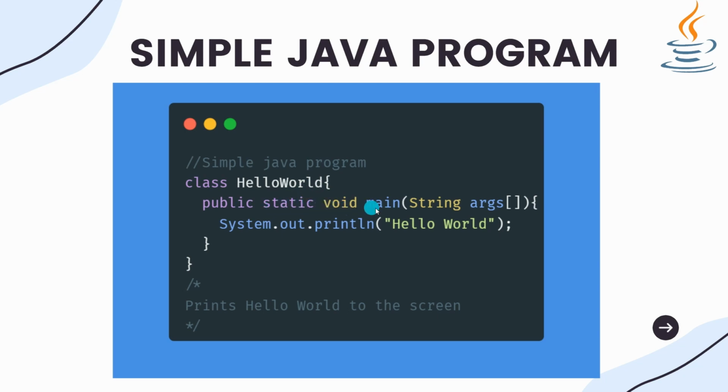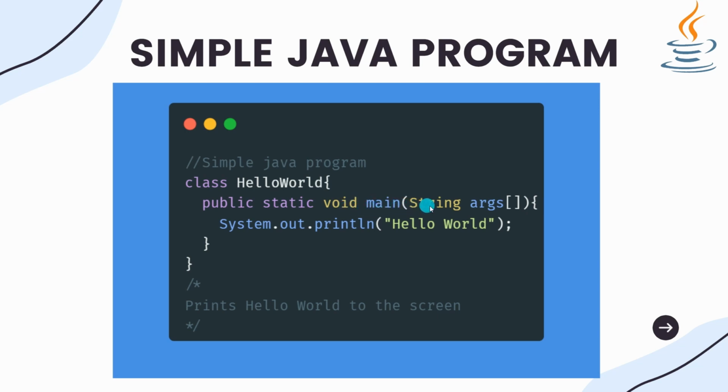Static. Here we have specified that this main method is static. Whenever we specify static to a particular method, it means we don't have to create an object to call this method. In Java, if you want to call a method, you have to create an object for that class and with that object you have to call a method. Here we are specifying that you don't have to create an object to call this main method. Void specifies that this main method doesn't return anything.